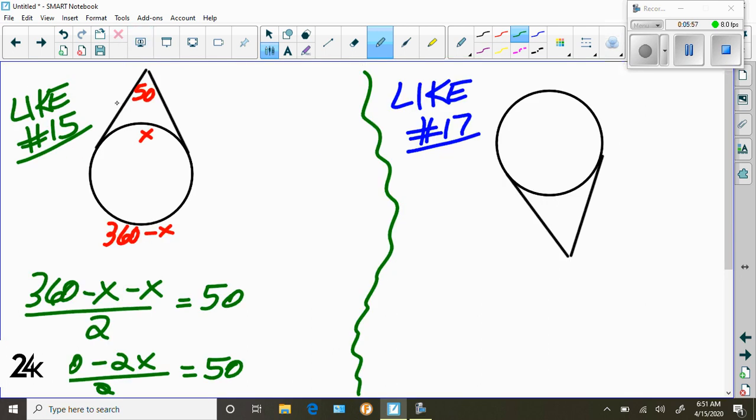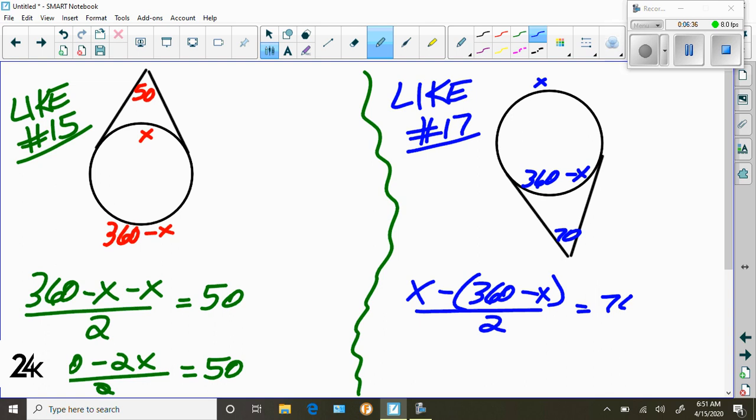There we go. All right, number 17. A problem like number 17. I can't use 50 because, for crying out loud, it's going to be about the same answer. So let's do 70. Okay, and so I'm going to call this x. Well, if that's x, this is 360 minus x. Okay, here we go. This is like number 13. So it's big minus small in parentheses divided by 2 equals the answer, 70.